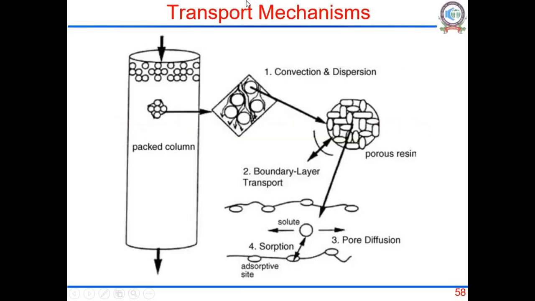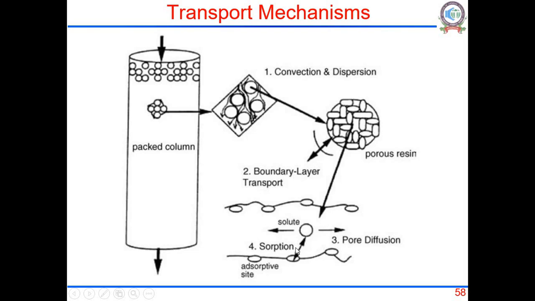So if you think about a column which is packed with adsorbent or ion exchange resin, the solution flows from bottom to top, or top to bottom in this particular case. Now you see that the solution is flowing around these particles. So there is, first of all, a boundary layer resistance for the transport. The first resistance is the external mass transfer resistance, and inside the particle there are pores. So the second resistance is the transfer of the solute into the pore, and then adsorption or ion exchange onto this active site.